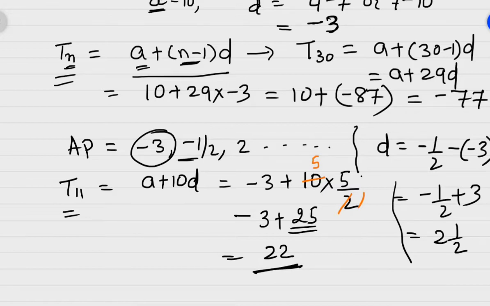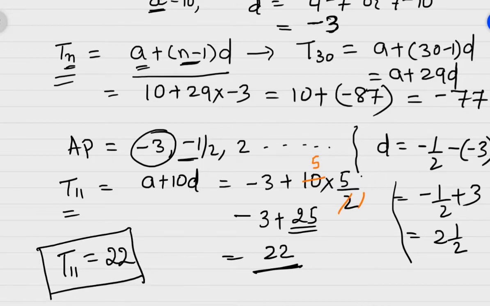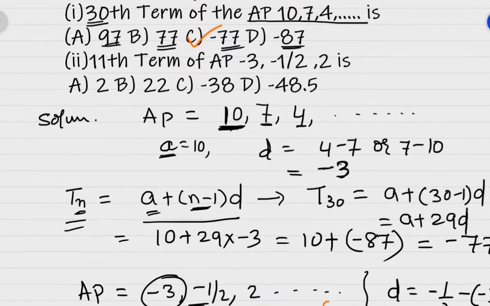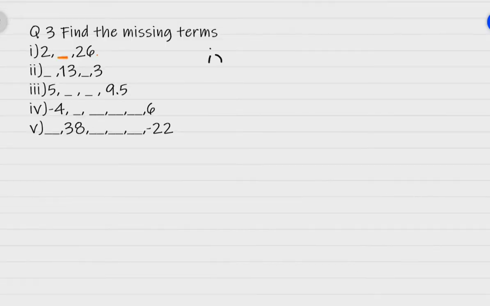So your 11th term, T11, is nothing but 22. This is your final answer. Let us see whether this option is given or not. See here, the 11th term of the AP is 22, so the answer is B, 22. Okay. Take your first question.